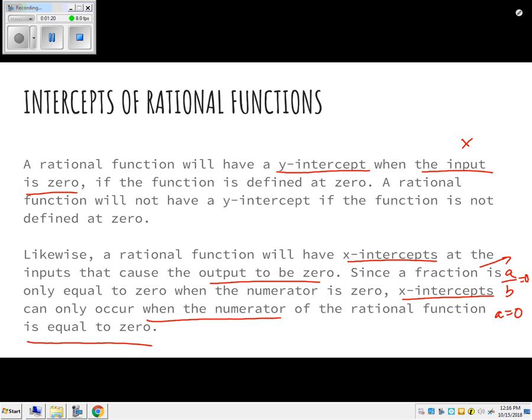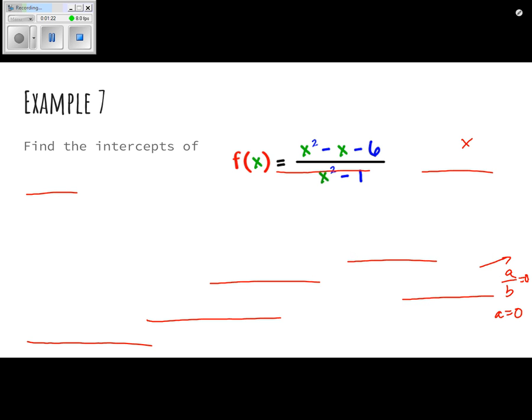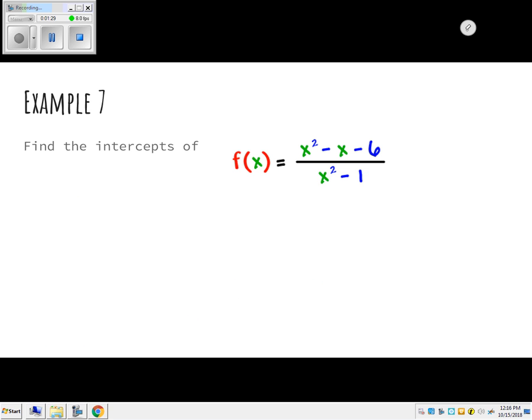Okay, so let's put this to work real quick, and then we'll use it in a graph. So I want us to find the intercepts of this very colorful equation. So I'm going to do the y-intercepts first. Y-intercepts, see, is going to be 0, something, right? So plug in 0 for your input. Well, if I plug a 0 in here, here, and here, that's just going to leave me with -6 over -1, which is 6. So my y-intercept would be 0, 6.